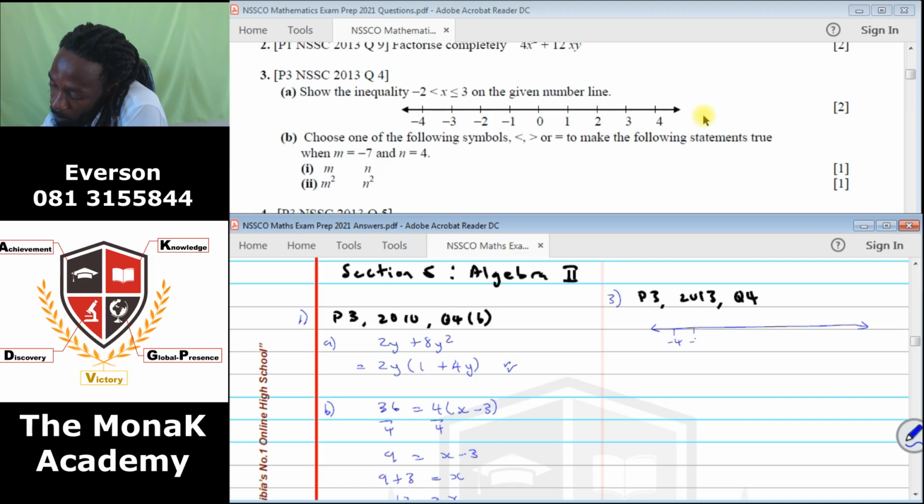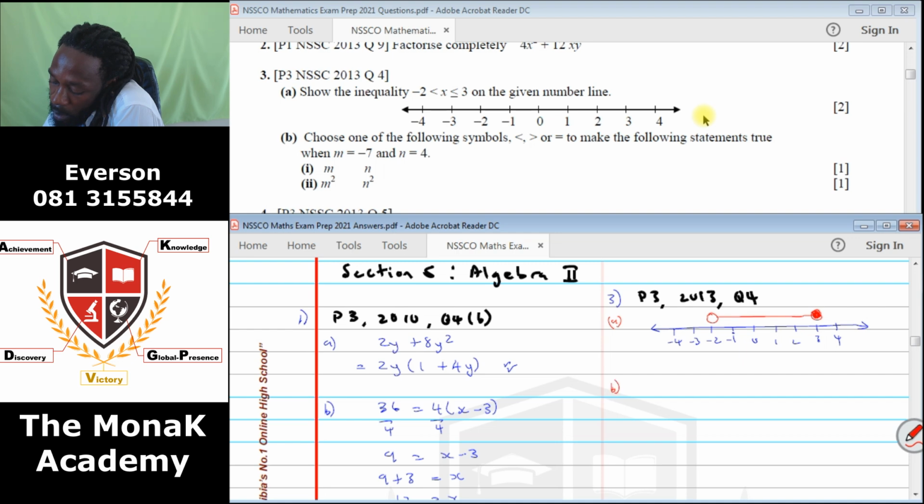-4, -3, -2, -1, 0, 1, 2, 3, 4. So we know we are gonna draw a circle at -2, so we have a circle here. And since it's just a less than sign, which is not less than equal, we leave the circle empty. And we have another circle here at 3, but since it's less than or equal to, we shade it. That's all they wanted to see, and then we know that our x is in between. That's it for part A.